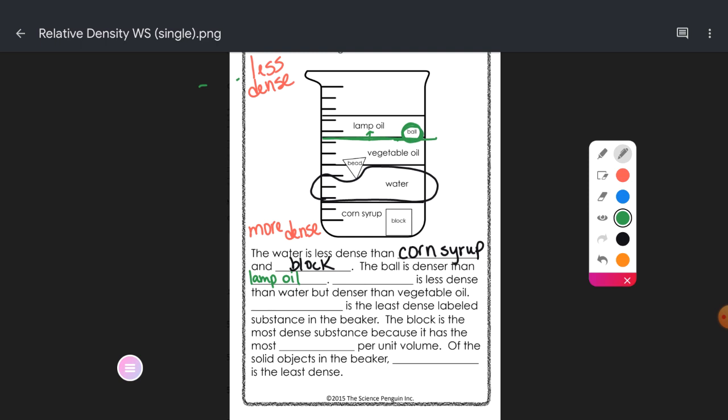Blank is less dense than water, but denser than vegetable oil. Stop, Parker. Pay attention, okay? Okay, why don't you put those down? You just need one thing to write with.